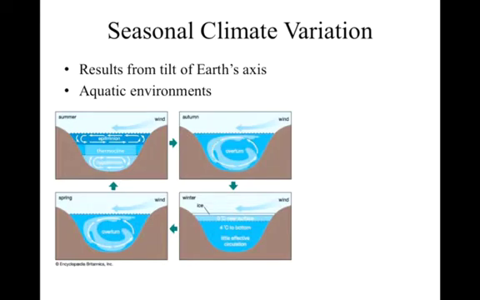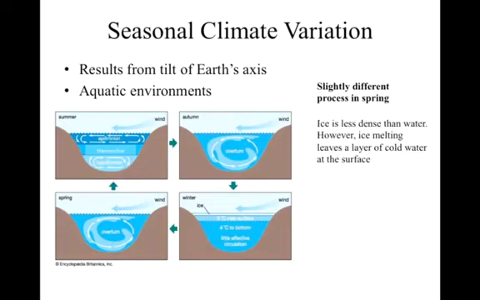A related but slightly different process occurs in the spring. In this case, through the winter, we have a layer of ice on the water, and ice is less dense than water. That's just how water is. When it freezes, it becomes less dense just because of its structure. However, as the ice melts, it leaves a layer of very, very cold water, actually some of the densest water, at the surface of the lake.